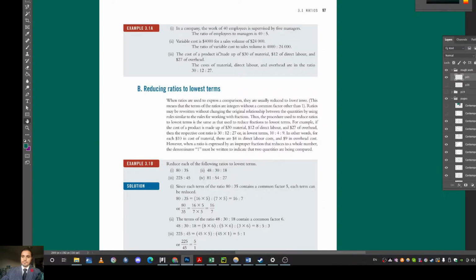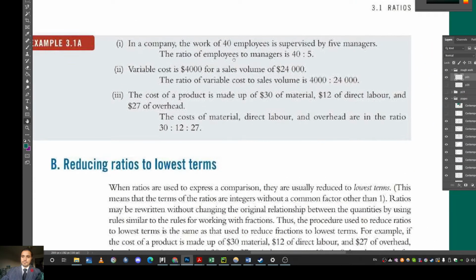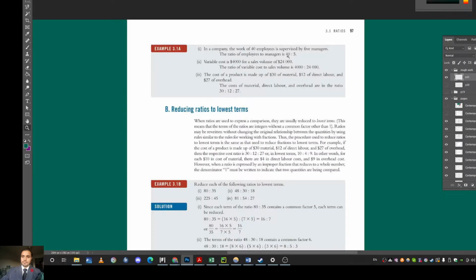All right, so let's look at some examples. Here we have a couple of examples. In a company, the work of 40 employees is supervised by five managers. Five managers are supervising the work of 40 employees. So the question is, what is the ratio of employees to managers?